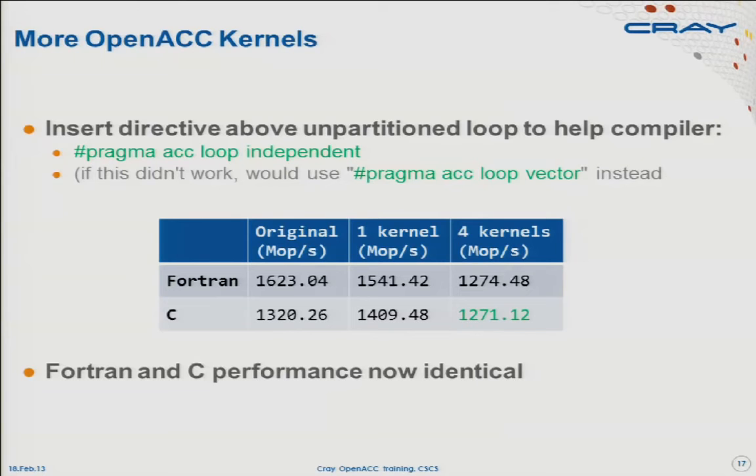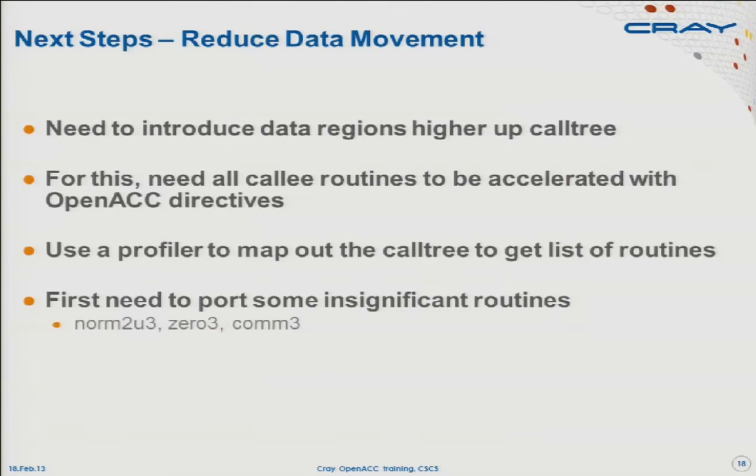So we put in this pragma, and when we put that pragma in, the C performance jumps right up to be pretty much bang on the Fortran performance, because it's doing the same GPU kernels, and it's doing the same data transfers. Not surprising. Now we want a data region. We want to go up the call tree, put a data region in, make sure our arrays live on the GPU. Well, there's a few other kernels that we need to port first.